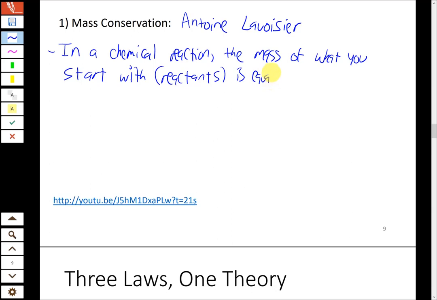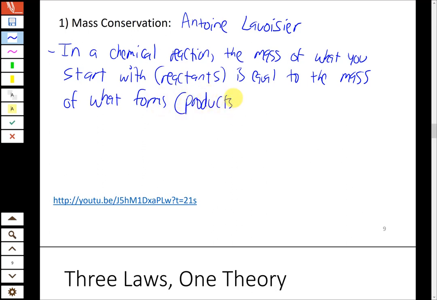So he formed that yellow substance, and also a bunch of liquid was still present, but at the end of the reaction, the mass was the same. So the mass of the reactants is equal to the mass of what forms, which we call the products of the reaction. Another way to state the law of mass conservation is that matter is neither created nor destroyed during a chemical reaction.